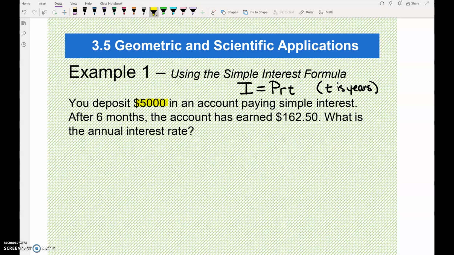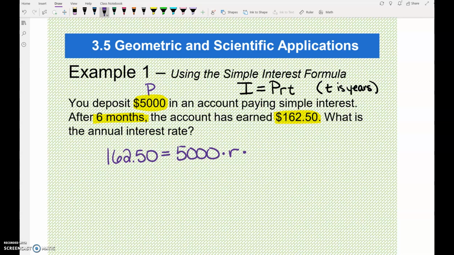So you deposit $5,000 in an account. That would be your P, paying simple interest. After 6 months, that would be your T, the account has earned $162.50. What is the annual interest rate? So we know that the interest is $162.50. We know that the principal, the amount that we started with, was $5,000. We don't know the interest rate.